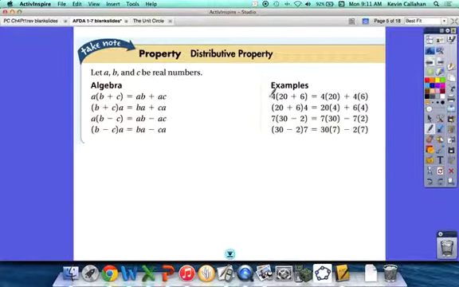4 times 20 plus 6 is 4 times 20 plus 4 times 6. And it doesn't matter if that 4 is on the left side of the parentheses or the right side of the parentheses. That's still a distributive property, right? You're still going to do the 20 times 4 plus 6 times 4. So whether or not we show it on the left or on the right, that's how distributive property works. Right? 7 times 30 minus 2 is 7 times 30 minus 7 times 2.